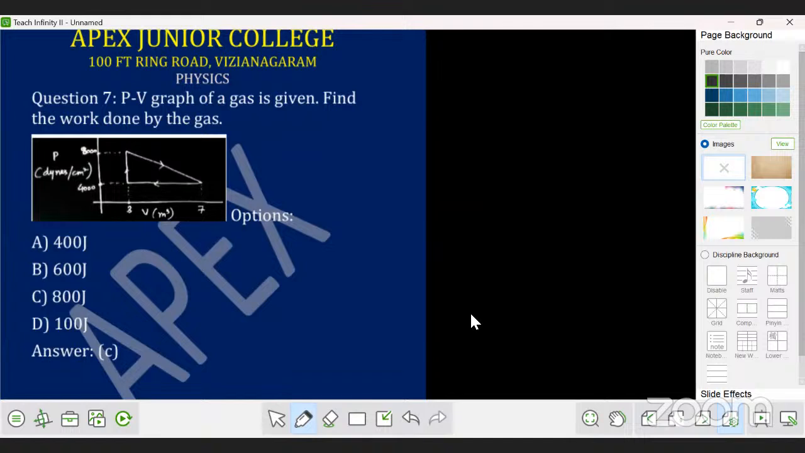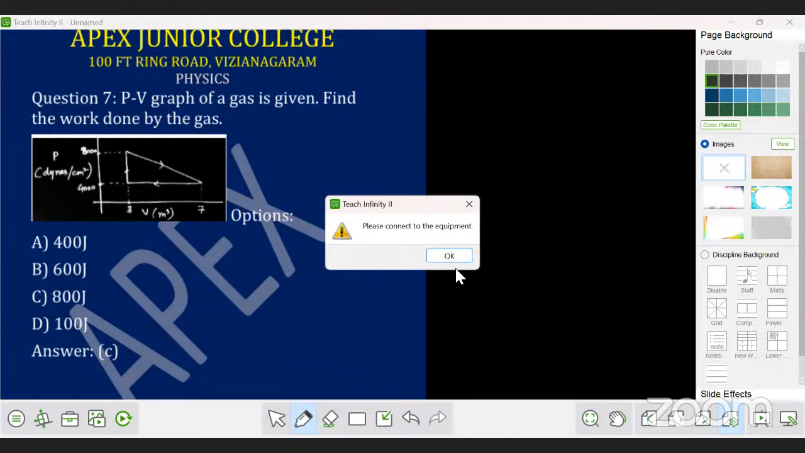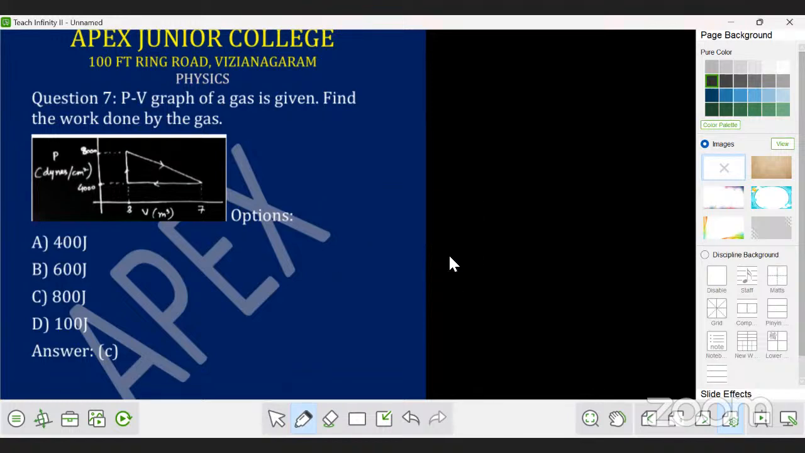Now see the next question. Question number 7. PV, pressure volume graph of a gas, is given. Find the work done by the gas. One diagram was given. In case of PV diagram, all of you know that, what is the formula for work done? That is nothing but area under the curve. It is completely a cyclic curve only, na? That means triangle only, na? To calculate the work done, you have to calculate area of that given triangle.